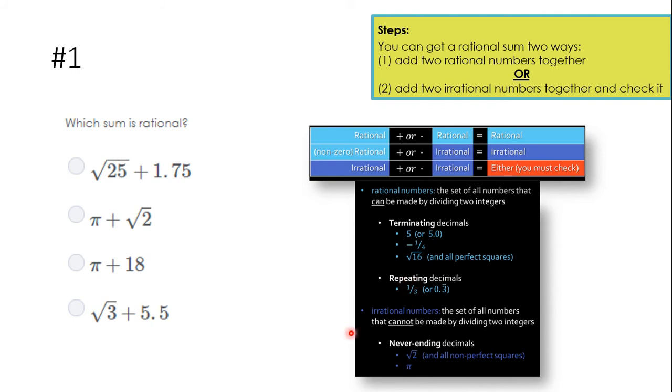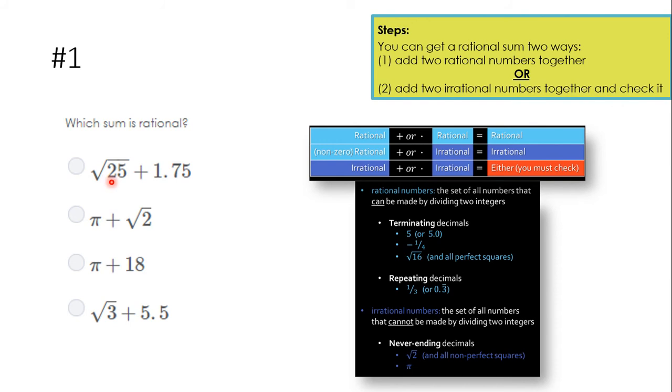Okay, now an irrational number is something that cannot be made by dividing two integers. So never ending decimals, any non-perfect square. And then the number pi is another good example of an irrational number because that decimal continues forever. It's non-terminating. So you need to go in and just check each of these.